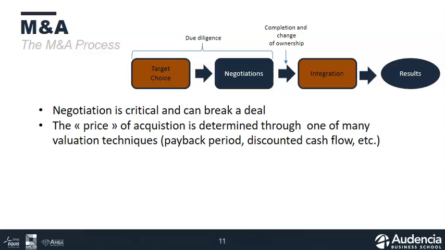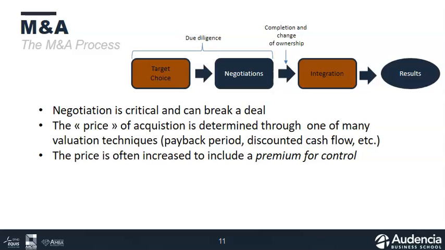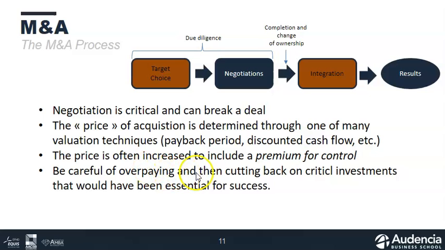Be wary that the price of acquisition is determined through one of many valuation techniques. There are many out there, and sometimes one technique will challenge another. That's obvious. So you want to make sure you're properly assessing the value of the company you're acquiring. And also note that the price is often increased to include a premium for control. This is an additional amount that you have to pay to win control compared to the ordinary valuation of the target. And this can be upwards of 30% of the market value of a company, depending upon the situation in the financial markets.